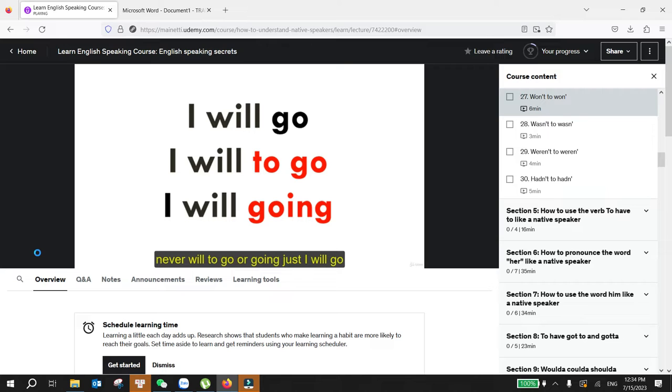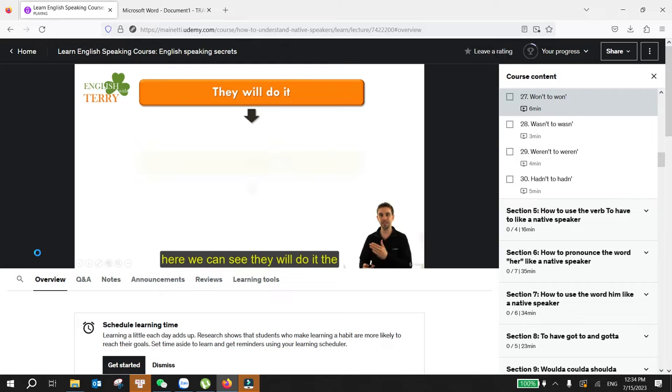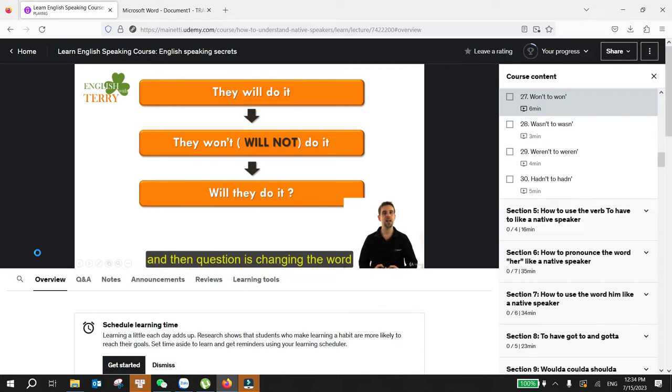Never will to go or going. Just I will go. Here we can see they will do it. The negative is they will not do it. To contract it to won't. And then the question is changing the word order: will they do it, right?